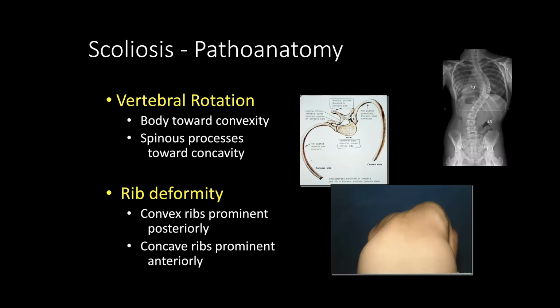We tend to view this in 2D, but it's a 3D problem. So there's vertebral rotation, the body rotating towards the convexity of the curve, the spinous process towards the concavity, with rib deformity on the convex side posteriorly, and the contralateral side anteriorly.